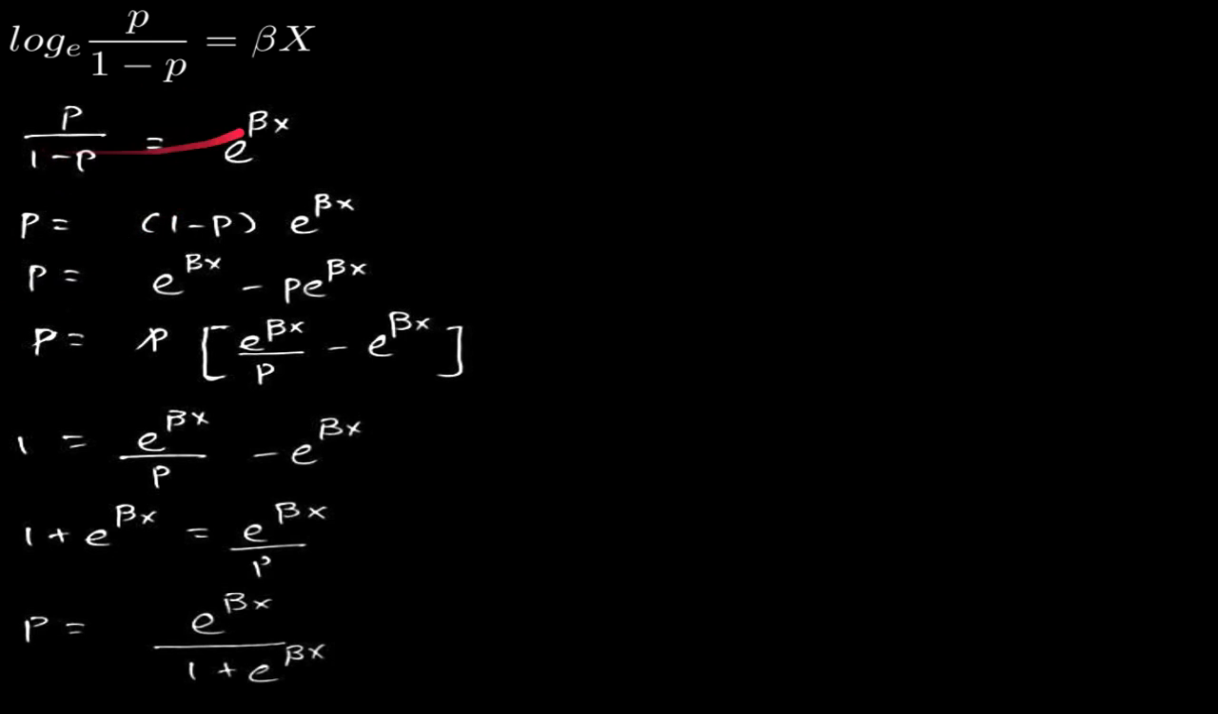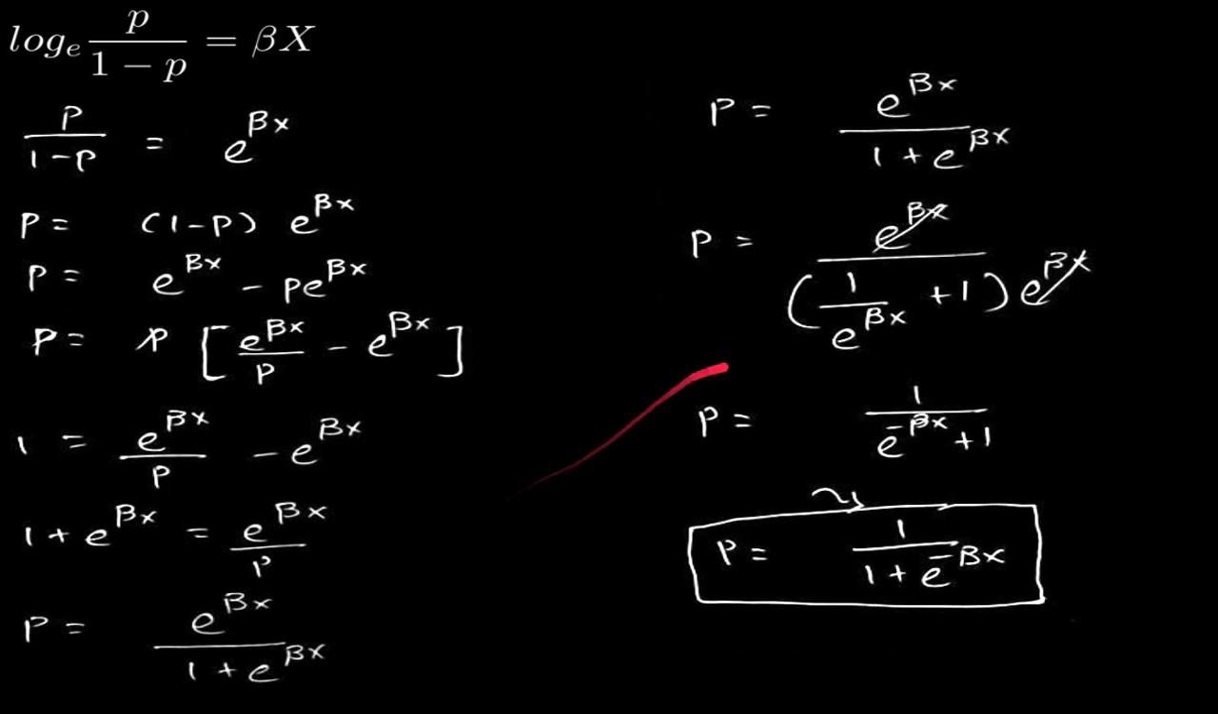We solve for p, so 1 minus p goes there. We multiply it, then we separate the p, and then we just make the equation for p. p is equal to e raised to βx divided by 1 plus e raised to βx. Now we can further simplify it. By further simplifying, we get p is equal to 1 divided by 1 plus e raised to minus βx.